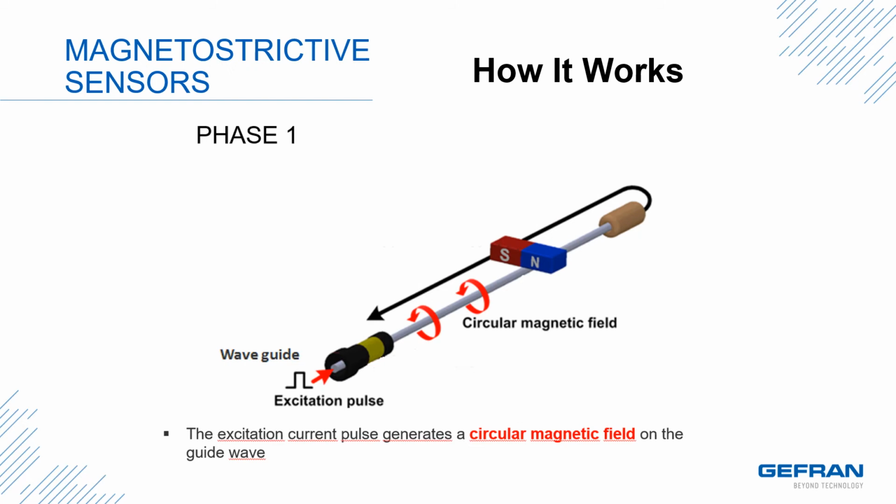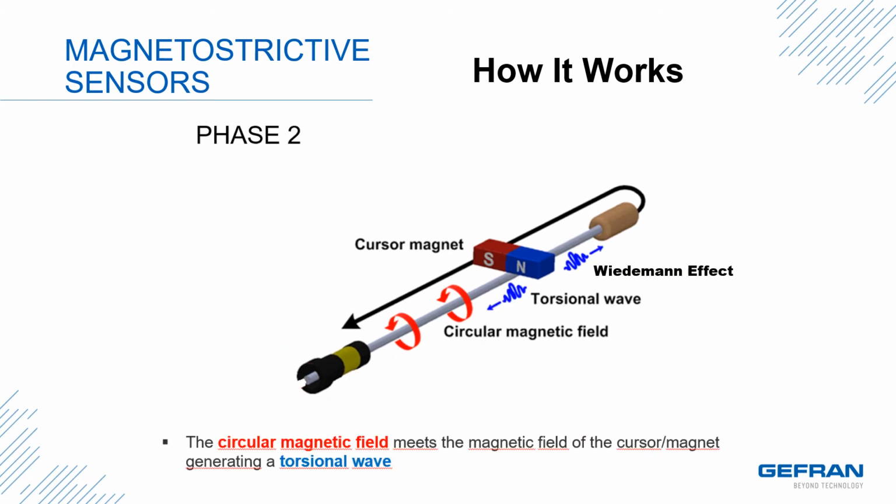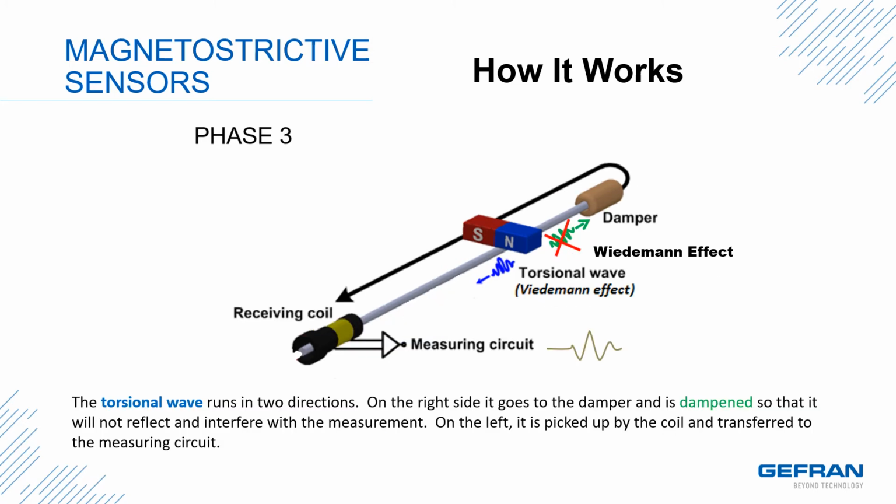Now that we've covered a few of the physical principles that are utilized, let's go over the technology behind our magnetostrictive sensors. A magnetostrictive sensor consists of a transmitter, shown in black with a gold band in the picture, which sends a pulsed signal down a tubular waveguide. This produces a circular magnetic field around the waveguide. The circular magnetic field meets the magnetic field of the cursor magnet and, due to the Wiedemann effect, generates a torsional wave. The torsional wave runs in both directions.